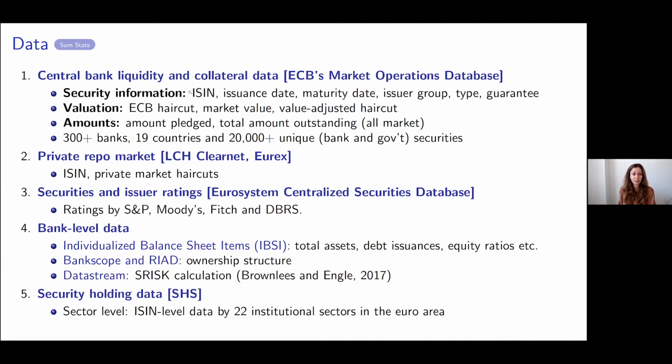Now, the second thing is we match this lender of last resort liquidity with the private repo market. So again, for all the ISINs, we see the haircuts that the private markets are charging. And this is going to be the core of our data set. In addition to that, we complement it with additional information on ratings, as well as bank-level information coming from balance sheets, ownership structure, and other things I'll talk about later. Finally, for our external validity exercise, I'm going to bring in other sectors, not just banks, and observe the changes in the dynamics of security holdings in banks vis-a-vis other sectors that don't have access to LOLR, using the SHS data from the ECB.